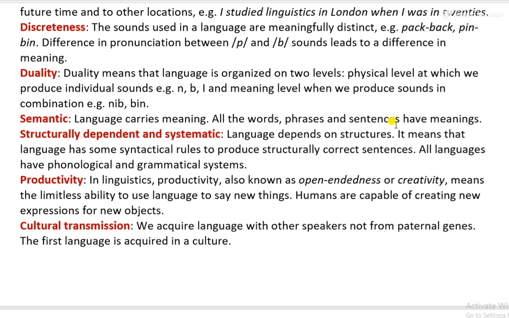Then semantic. Language carries meaning. All words, phrases and sentences have meaning. With the help of this meaning, we can know that if any sound does not mean anything, it cannot be a word or a phrase. For example, I say ooh, heh. Here, I have produced two sounds, but they don't mean anything because they are not words. So they are not a component of language either. So we can say semantic means all words, phrases or sentences have a meaning.